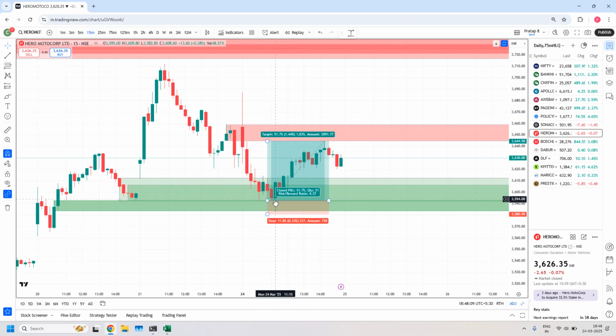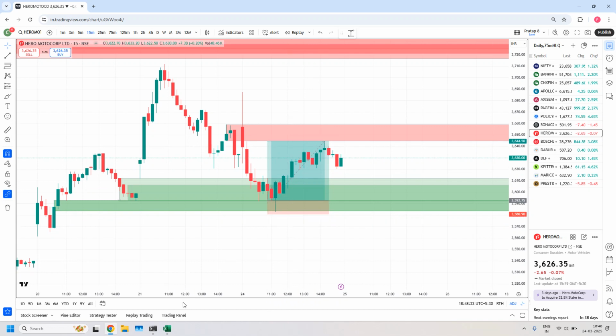But anyway, we took the trade here at the morning 9:15 candle and reached the target at 14:15. Almost 4 hours we were in the trade to reach the target.